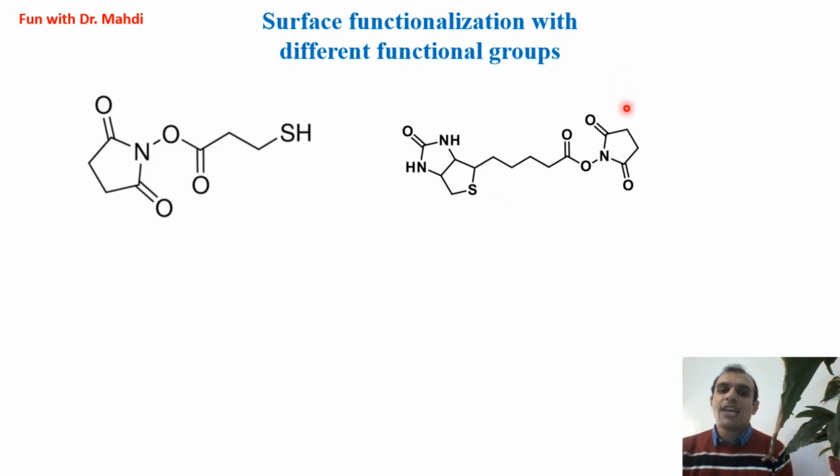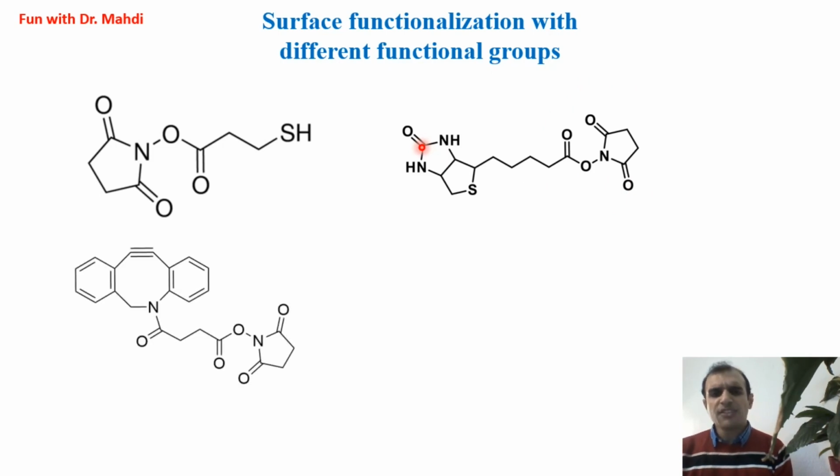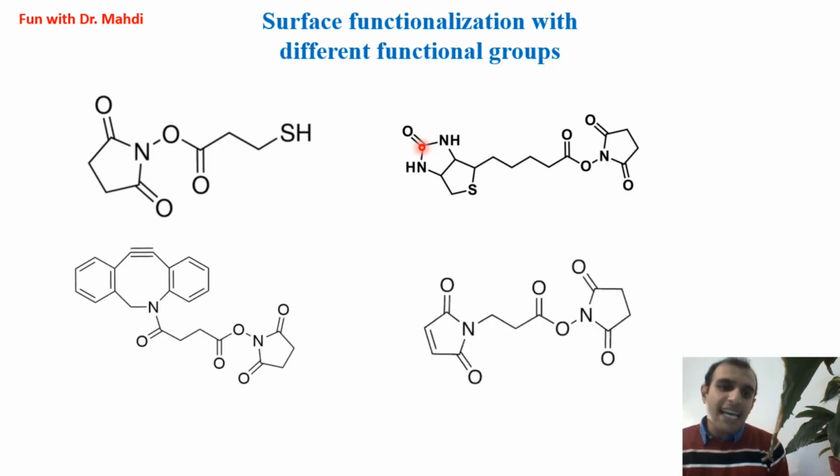Again, in this case, we can use NHS amine reaction. After reaction, we will have biotin on the surface. Sometimes we would like to do chemical reaction on the surface. I mean, we can use NHS amine reaction to cover the surface with alkyne or maleimide.